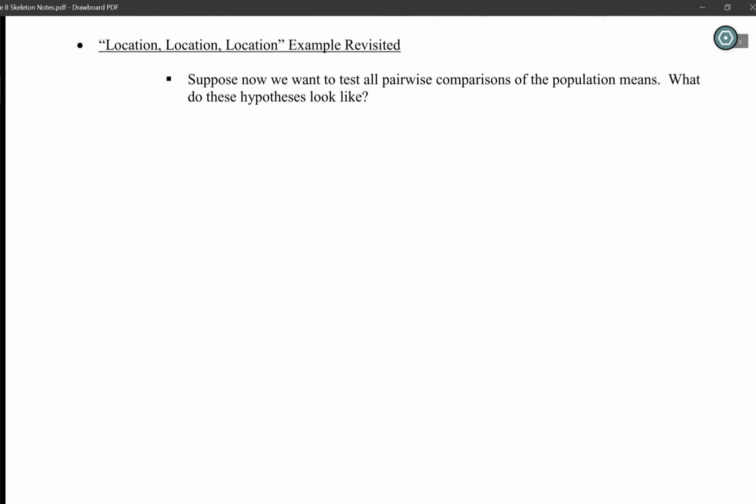Suppose we now want to test all pairwise means. We want to do all pairwise comparisons, rather. What do these hypotheses look like? So it's all pairwise comparisons. Let's think about what we could have. Well, H naught, we could look at mu1 is equal to mu2. The alternative would be that they're different. And we could compare mu1 to mu3. So its null and alternative would look like this.